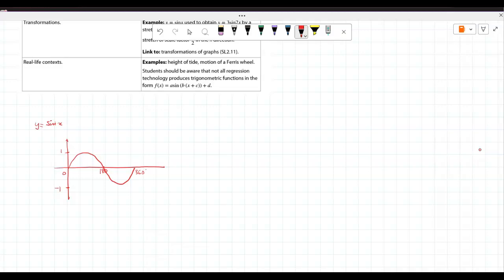In radians, what do we do? Same thing, except your 180 will become pi, 360 will become 2 pi. This will become pi, this will become 2 pi, this would be 1, this would be minus 1. This is your x. So this is y is equal to sin x, if your domain is in radians.